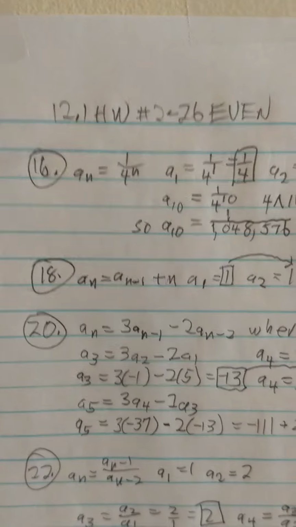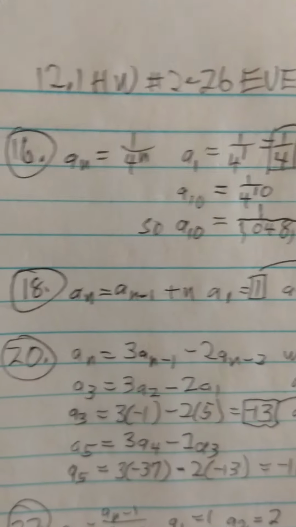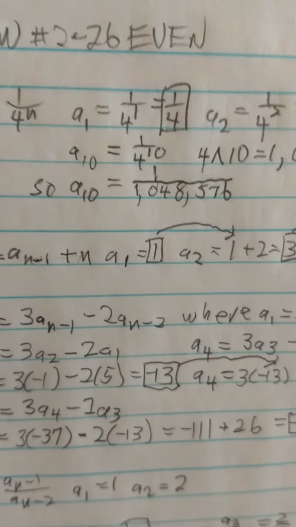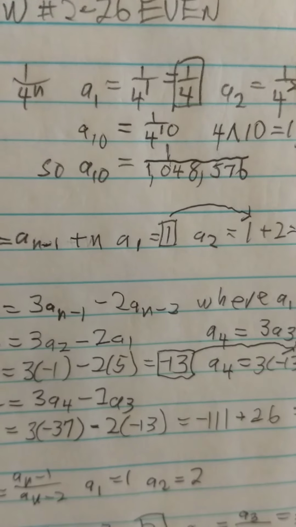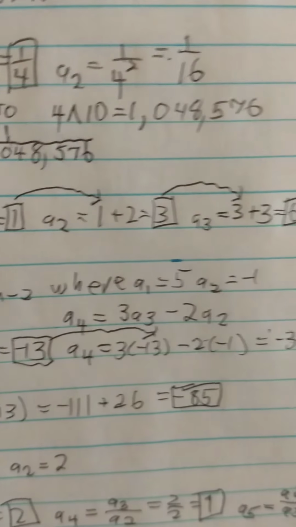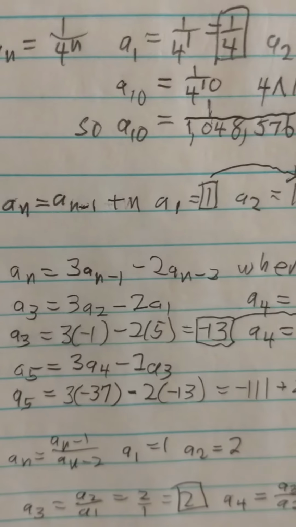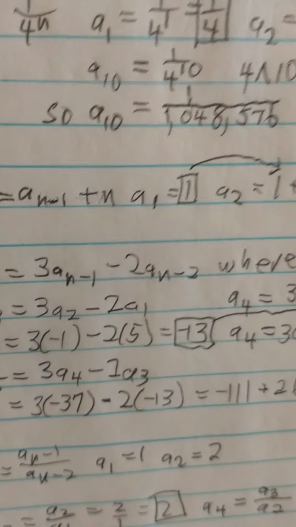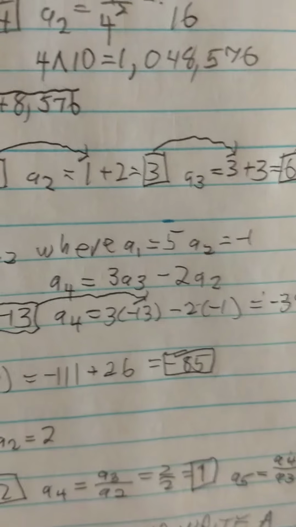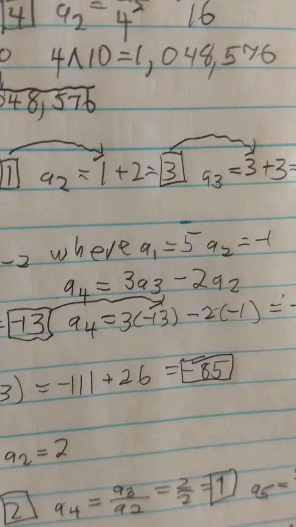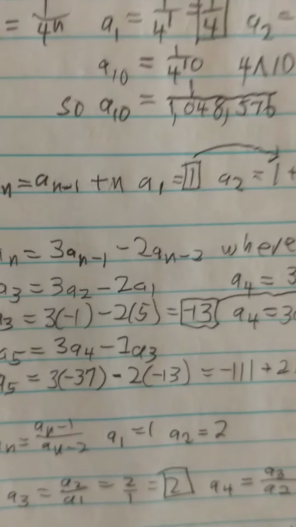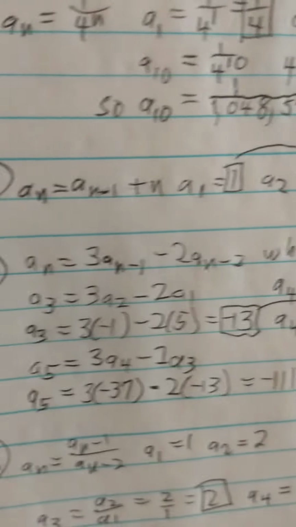Continuing on problem 16, our next sequence is a sub n is 1 over 4 to the n power. A sub 1 would be 1 over 4 to the 1, or 1 fourth. A sub 2 would be 1 over 4 squared, or 1 16th. A sub 10, the way we would do that is we would get 4 to the 10 power first. And that comes out to be the very big number 1,048,576. So a sub 10 would be 1 over that big number, okay?